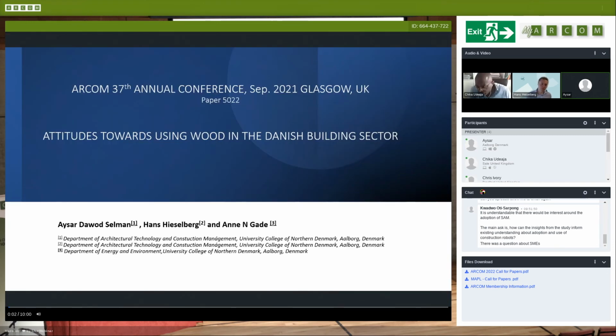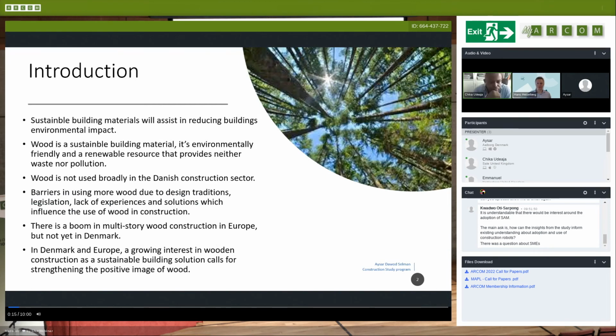Hello, everybody. My name is Aysar Selman from University College North in Denmark, and I would like to present to you our research about investigating the attitudes towards using wood in the Danish building sector. Today we are facing serious environmental challenges, and in order to reduce the environmental impact of buildings, sustainable building materials will assist in this regard.